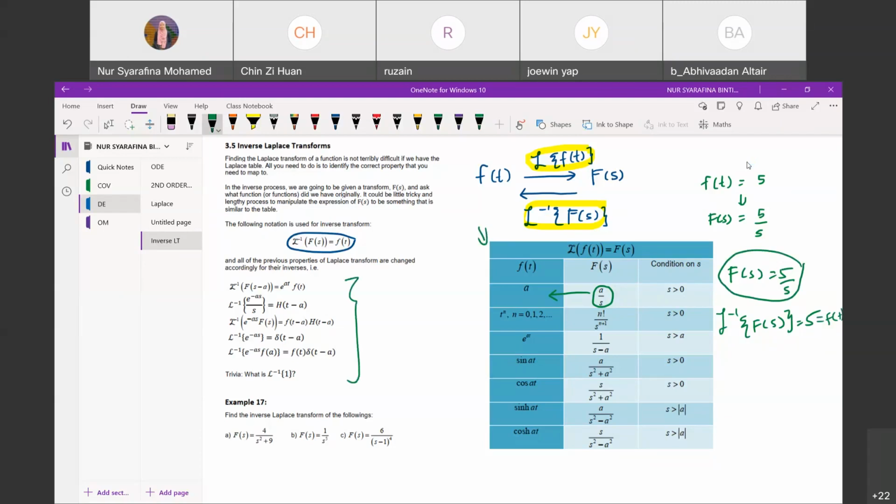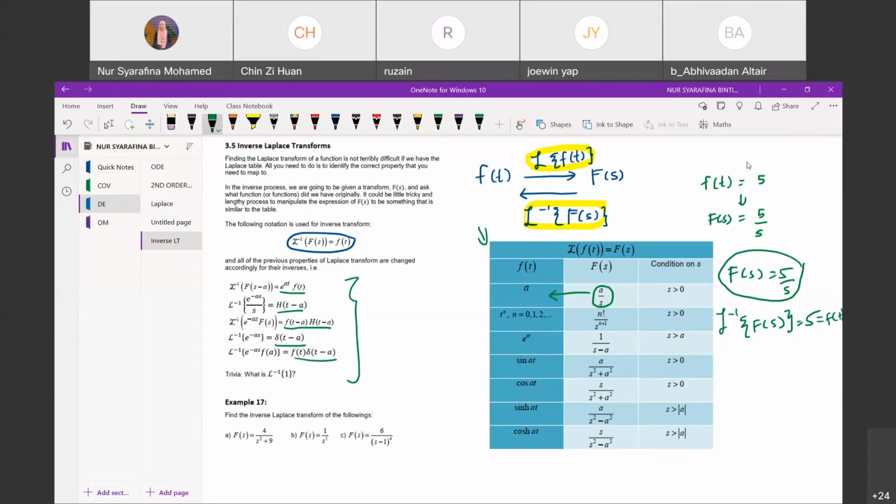If your function is F(s minus a), this is the first shifting property, then your function is e to the power at times f(t). If your function of s is e to the power minus as over s, then this is the unit step function. This is the second shifting property. This is the right delta function, and this is also the right delta function.